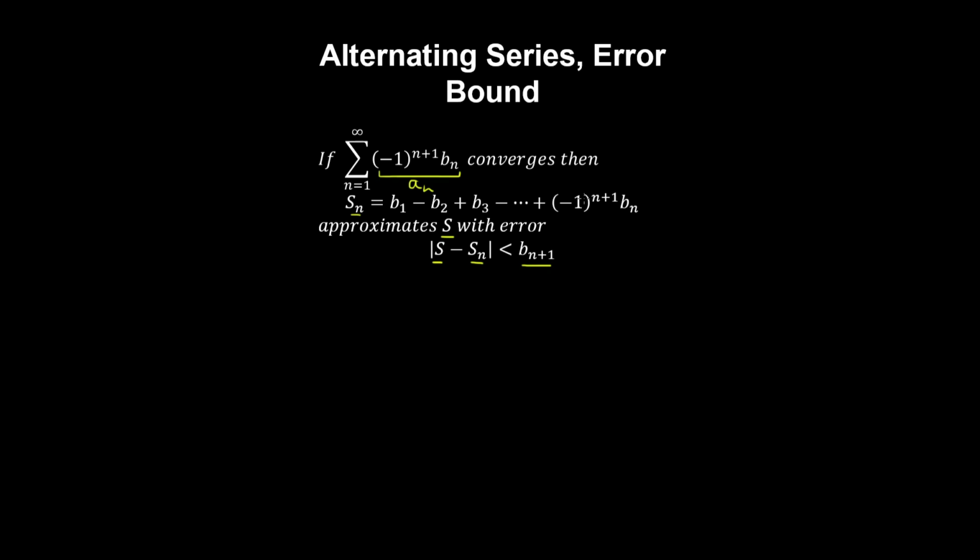So effectively in this case, the next term in the series will be minus 1 to the power of n plus 2 multiplied by b n plus 1. And this here is what we call the error bound. So effectively this error cannot be greater than the error bound.